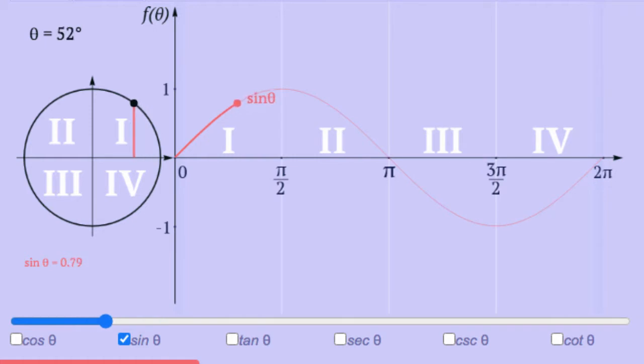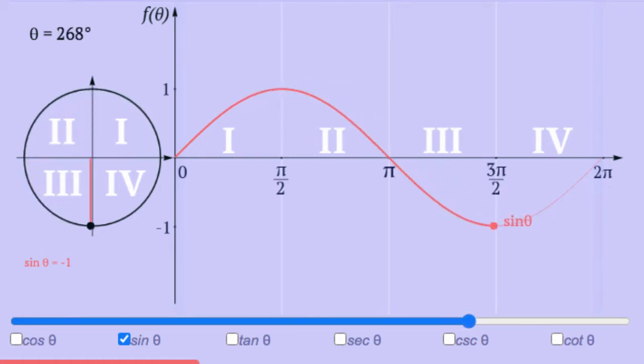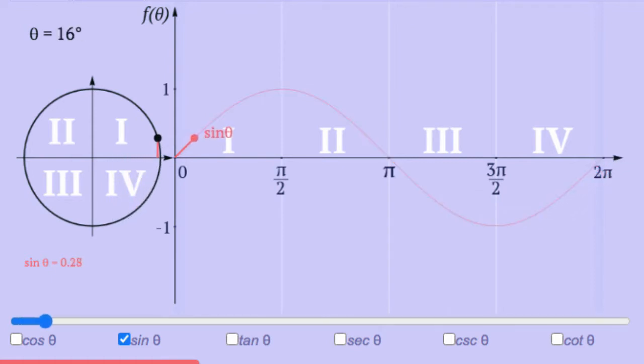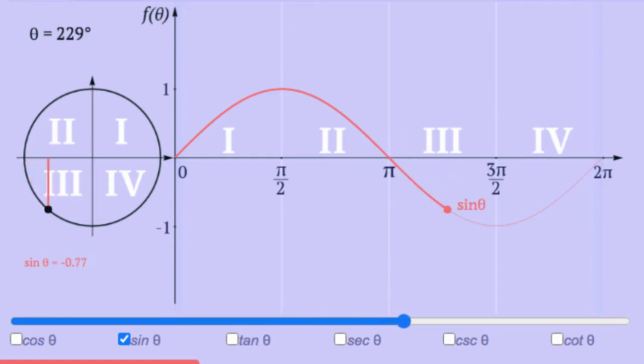So it starts at 0 for 0 radians, maximum at pi over 2, 0 at pi, minimum at 3 pi over 2, and then 0 at 2 pi again. It's just following the y values as you do the angles around the unit circle.